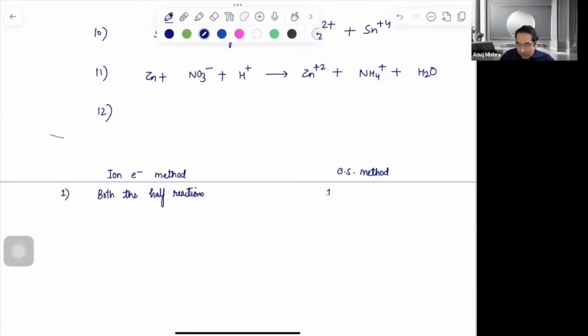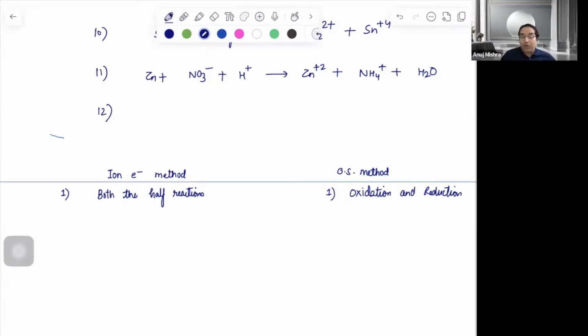Okay. And in this method, you figure out oxidation and reduction, where it is happening. Fine.